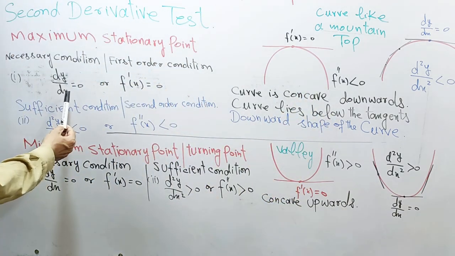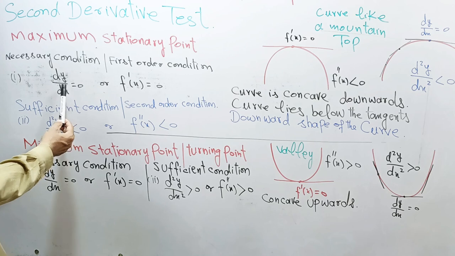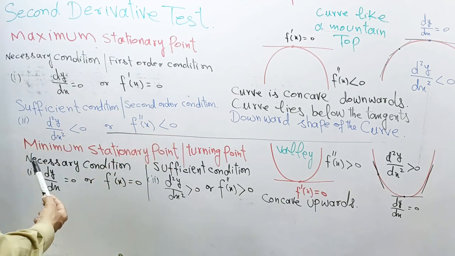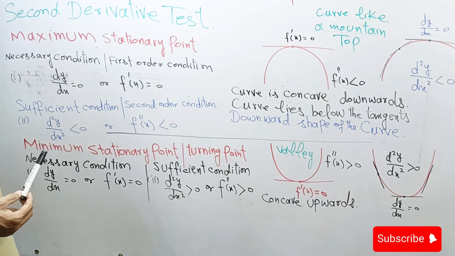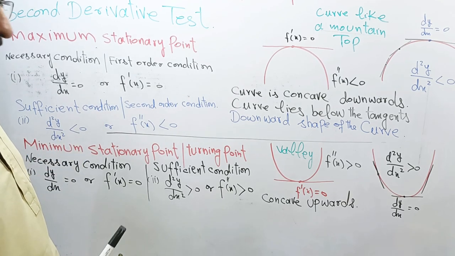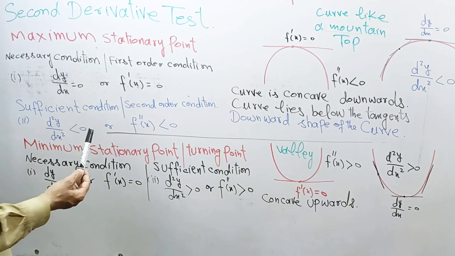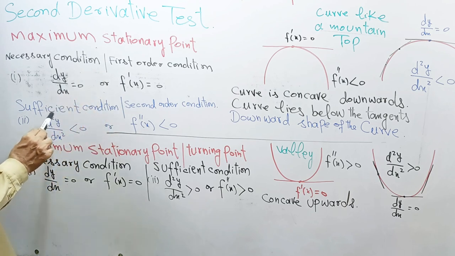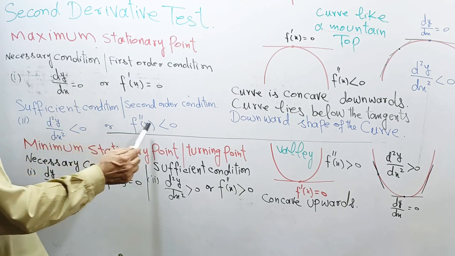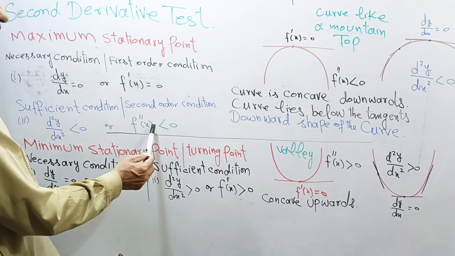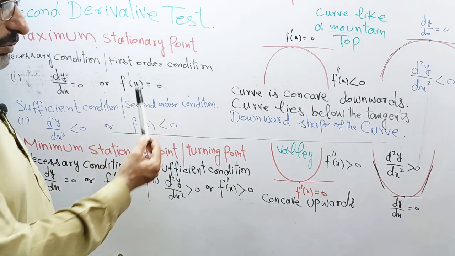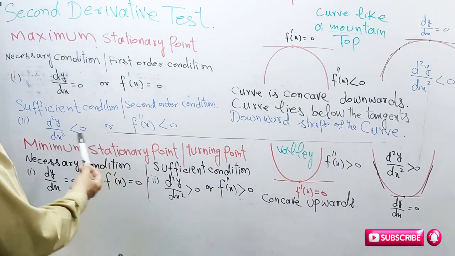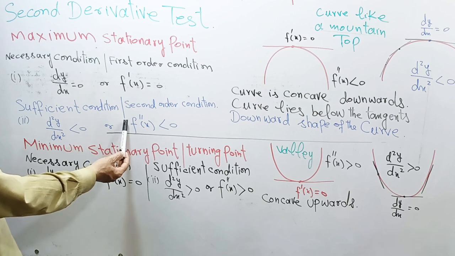Its necessary condition is at the maximum point first derivative will be 0, and sufficient condition or second order condition is when we put first derivative equal to 0 and solve it for x, and then we put that value of x which makes first derivative 0 in the second derivative, and if the value of second derivative is negative, we say the value of the function will be maximum. There will be point of maximum value. This is the sufficient condition.